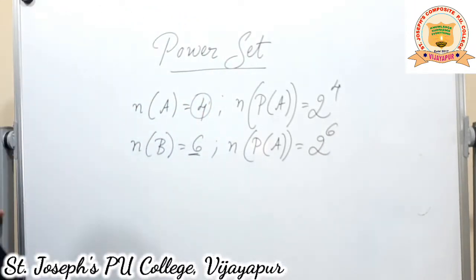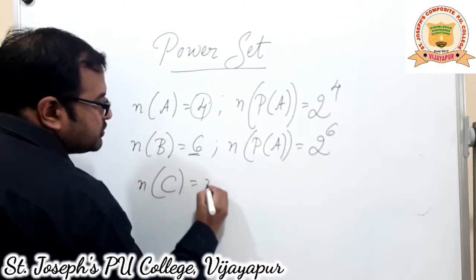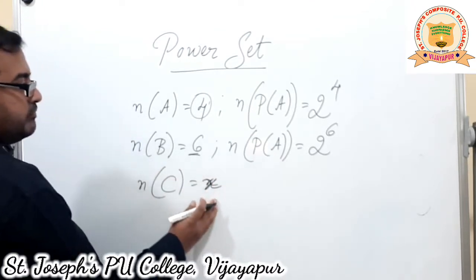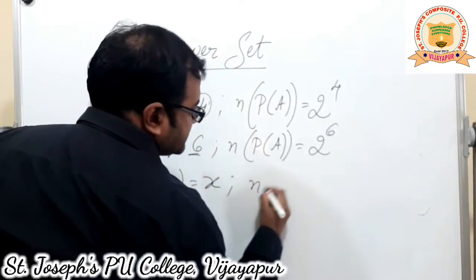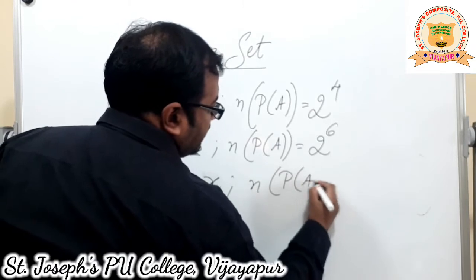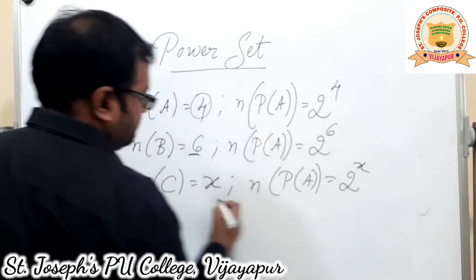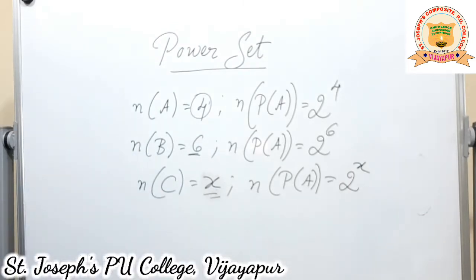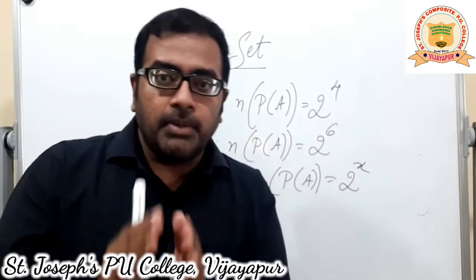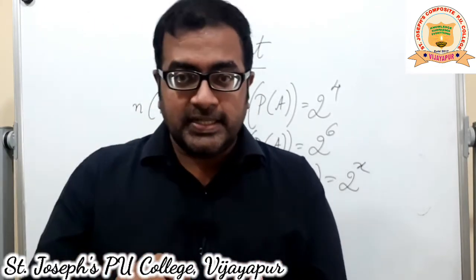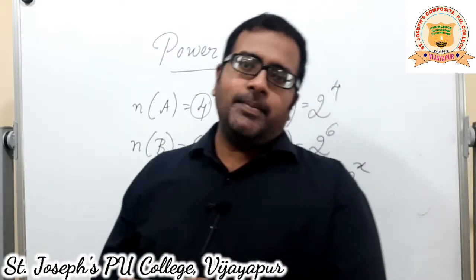So in that case, if n of C is equal to x, what is n of P of C? That is 2 raised to the same number, x. I hope it is clear. So that is a connection between the number of elements of a set and the number of elements in the power set of the same set.